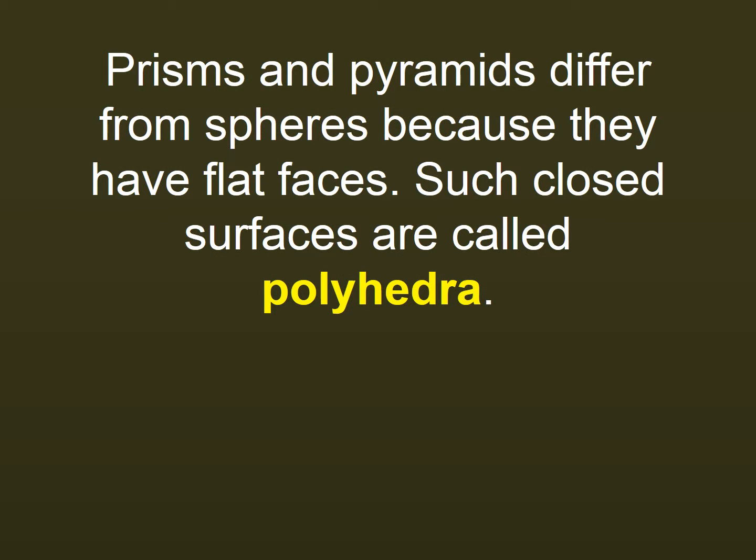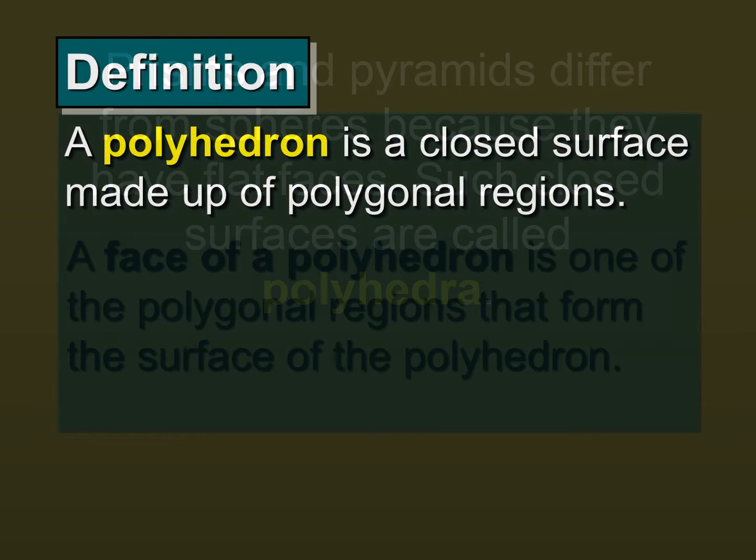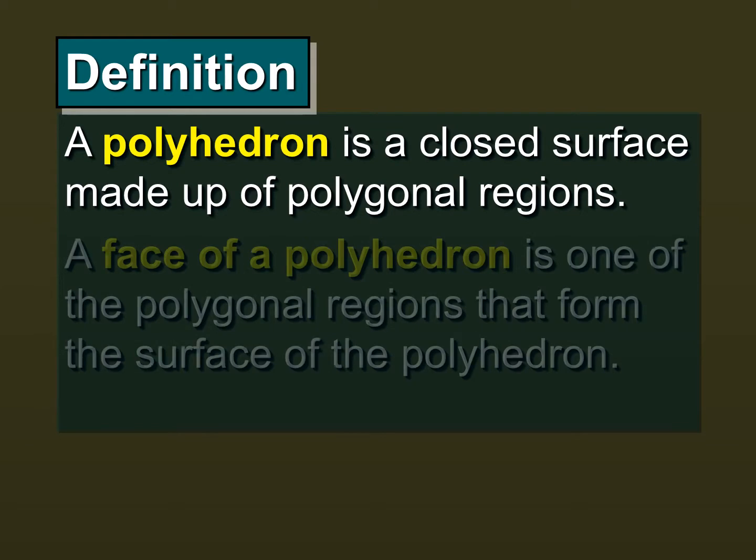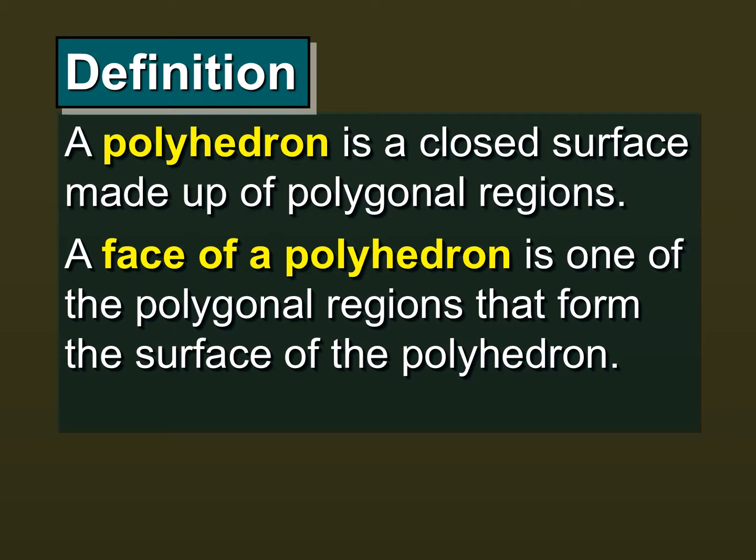So let's take a look at a basic definition of what polyhedra are. We've already talked about prisms and pyramids, and if we think about prisms and pyramids, they differ from spheres because they have flat faces, whereas a sphere doesn't have any flat faces. So whenever we have these flat faces, we call those surfaces polyhedra. So a polyhedron is a closed surface made up of polygonal regions. A face of a polyhedron is one of those regions that make up the surface of the polyhedron.